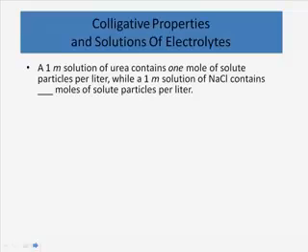unit of the electrolyte. So if we look here, an example: if we have a 1 mol solution of urea, that's a non-electrolyte, it has 1 mole of solute particles per liter, while if I have a 1 mol solution of sodium chloride, I'll get sodium ions and I'll get chloride ions. So I get 2 moles of solute particles per liter.